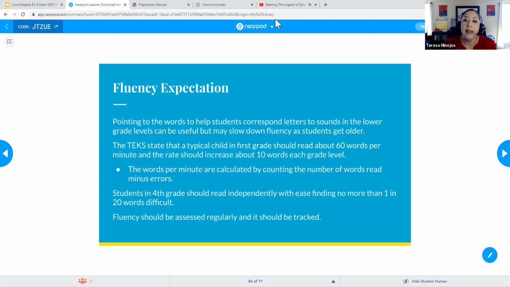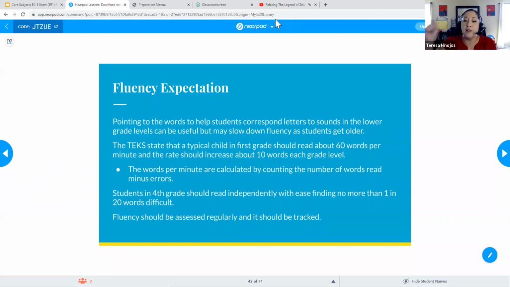The TEKS actually have a fluency number, a rate. The TEKS state that a typical child in 1st grade should read about 60 words per minute, and the rate should increase about 10 words for every grade level.